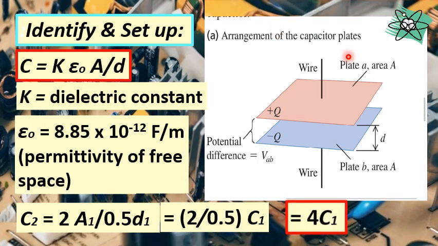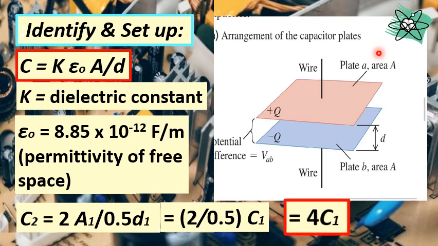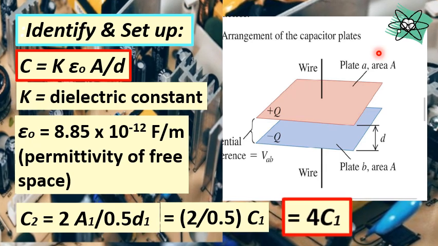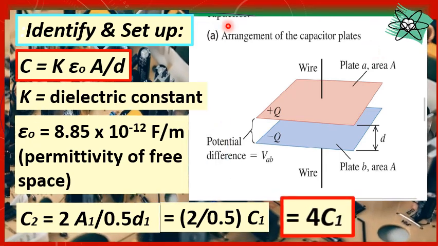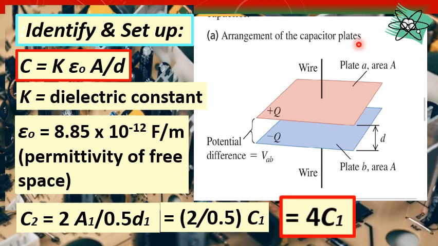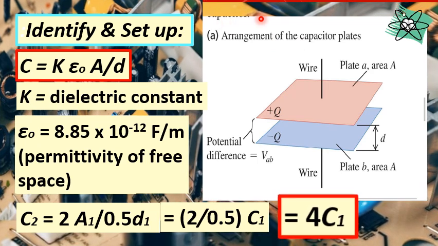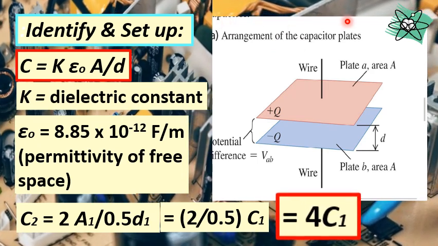C1. Alright? So that means we are able to explain why our answer for question number 2 is option letter D. Alright? Option letter D, which says that the new capacitance will be 4 times the initial capacitance, or 4 times C1.